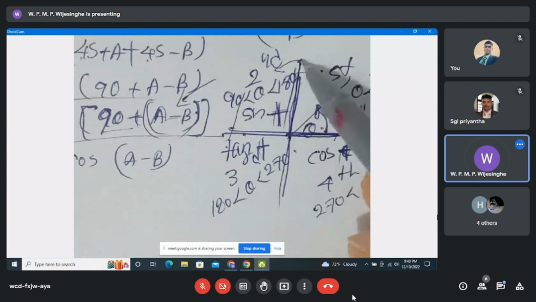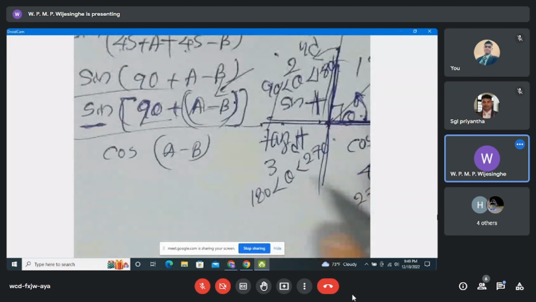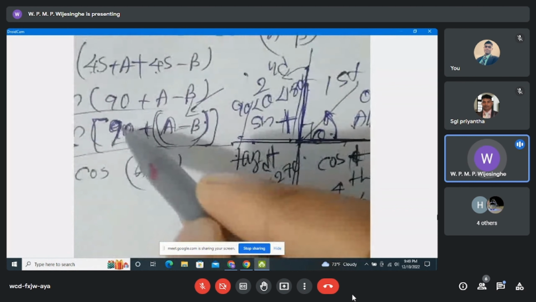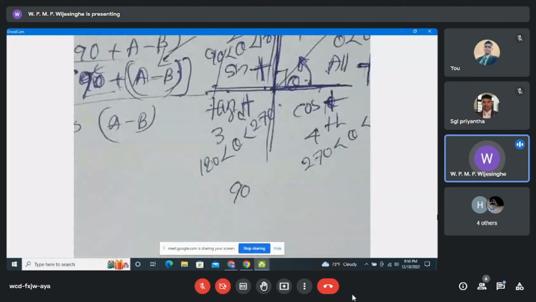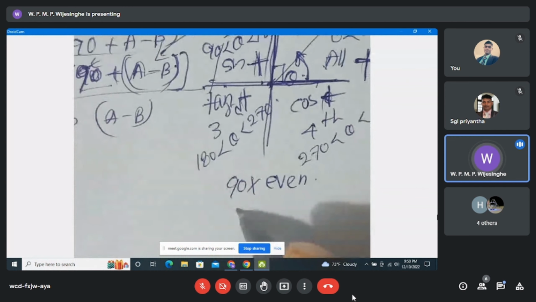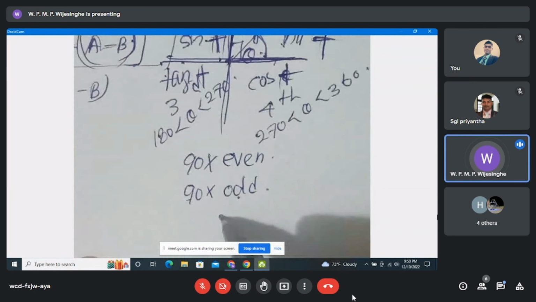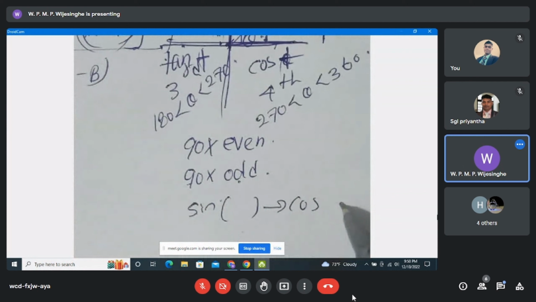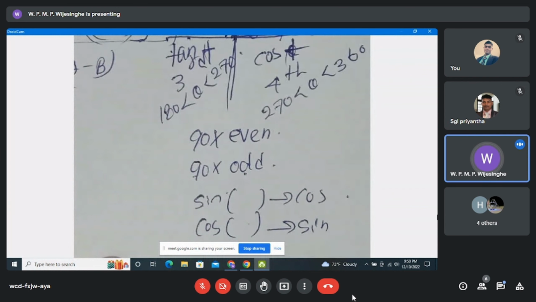If this angle is past this 90 angle, then it should be in this quadrant. So it is positive, right? It should be positive. Then here it is 90, which means 90 times an even number and 90 times an odd number. When it is 90 times an odd number, it changes. If you are given a sine angle, convert it into cos. If you have given a cos angle, it is converted into sine, right?